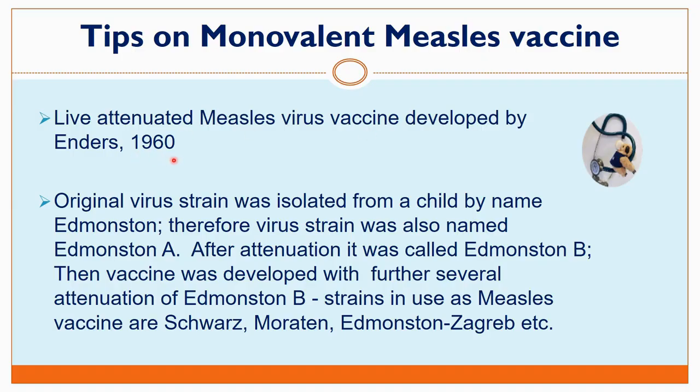This is a live attenuated vaccine developed by Enders in 1960. The virus strain was isolated from a child by the name Edmonston, so the strain was named Edmonston A. After attenuation, it was called Edmonston B. This vaccine was developed with several further attenuations of Edmonston B, and the strain used as measles vaccine is Schwarz, Moraten, Edmonston-Zagreb.